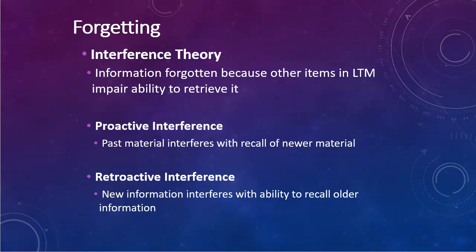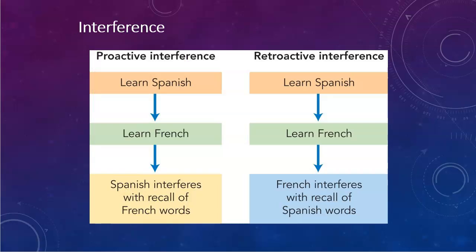Okay? Now, this is a little confusing, so we've got a really nice diagram here. So here's an example of proactive interference. So when you're younger, you learn Spanish, okay? And then as you get older, you decide to start learning French. Now, proactive interference is saying that the Spanish will interfere with your recall of French words. So the stuff you learned first is going to prevent you from recalling the new information, okay? So proactive is saying old interferes with new, okay? So that's what the proactive interference is.